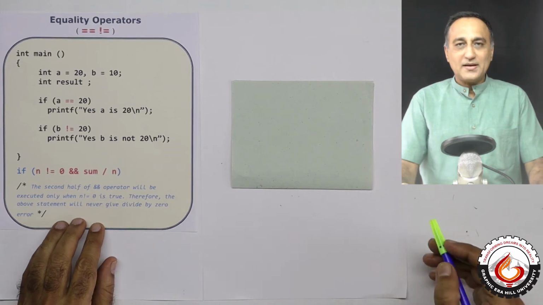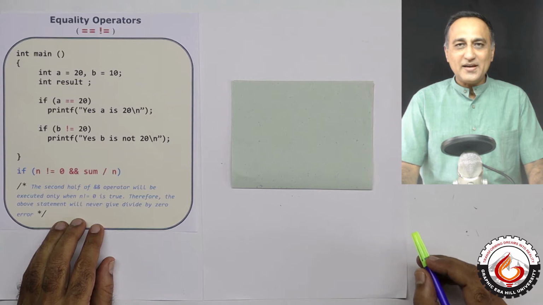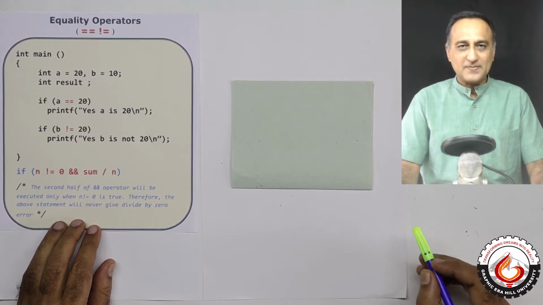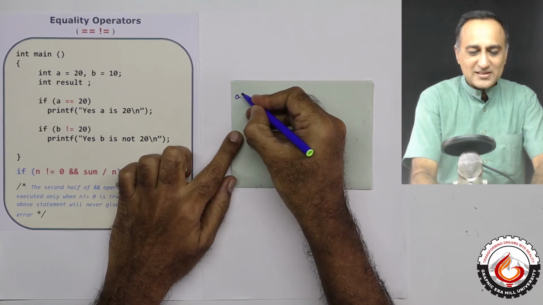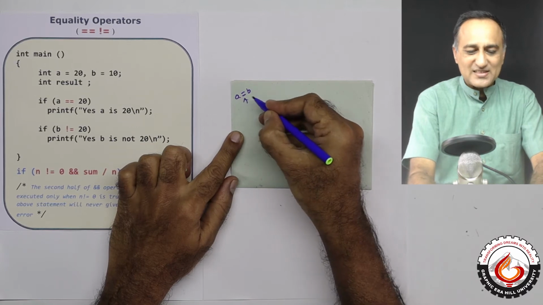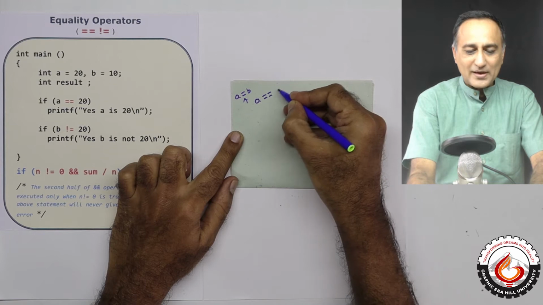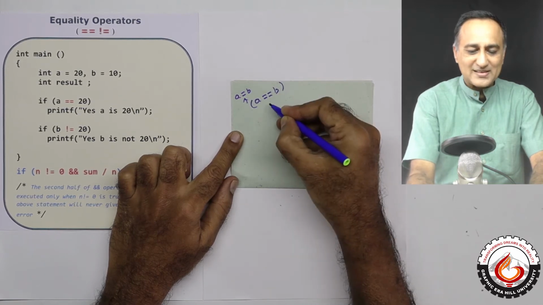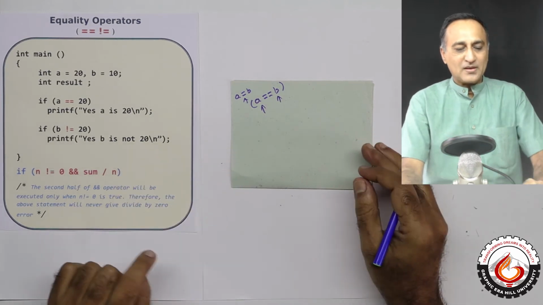Let's now take a look at two operators known as the equality and not equal operators. In a lot of programming languages, if I have to compare A with B, I'll simply say A is equal to B like this. But since in C, this is used for assignment, the correct symbol for equality is this. So if I do something like this, I am comparing the value of A with the value of B.